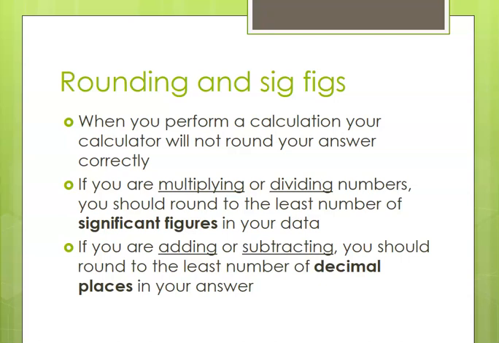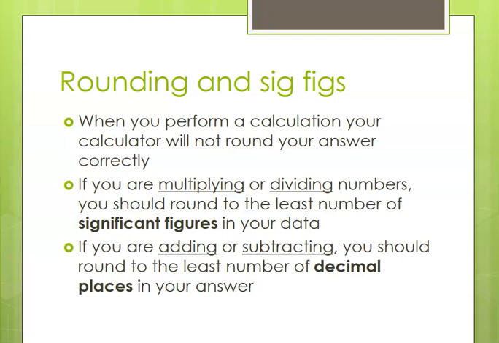So when you do a calculation, you've measured the length of the room and the width of the room, and then you want to multiply them together to work out the area of the room. Your calculator will just spit out however many numbers it comes up with, but that doesn't tell you how accurate your measurement really is. So if you're multiplying or dividing two numbers together, you should round your answer to the least number of significant figures in your measurements.